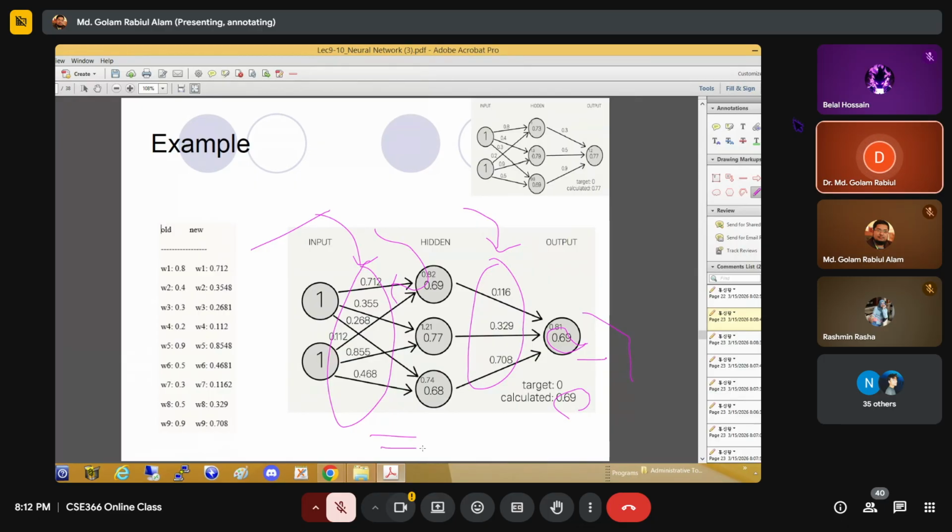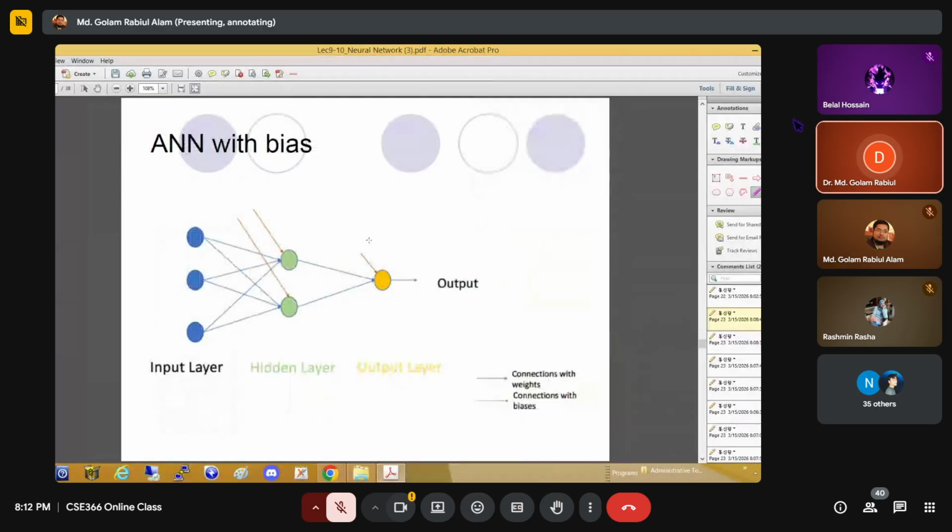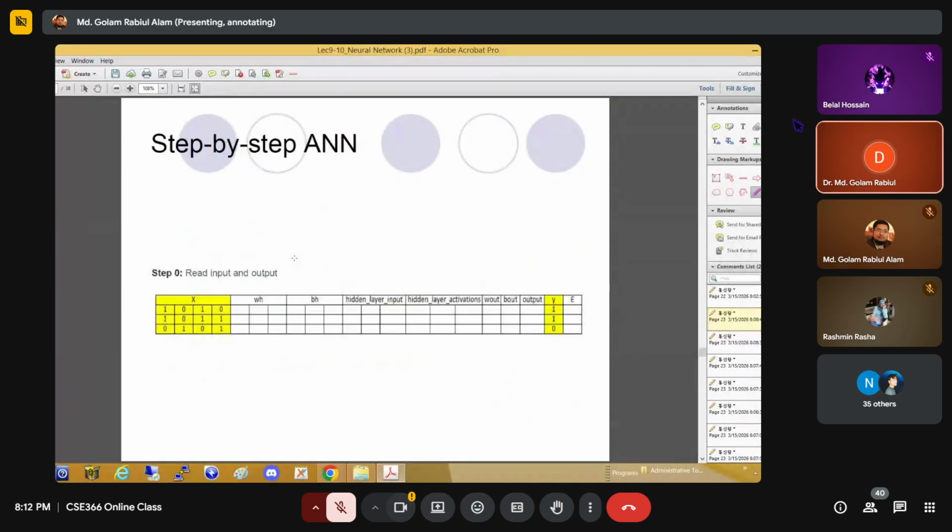Okay, I think we have to stop here. In our next class, we will continue the discussion on neural networks, because we have to discuss the bias, and also the step-by-step solution for batch processing. That means we have to consider a batch of inputs instead of just one input. So in our next lecture, we will discuss it.